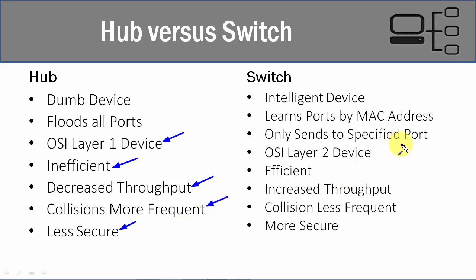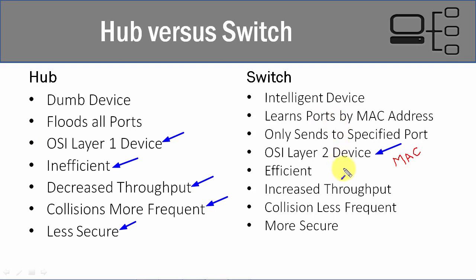And it is a layer 2 device. And so why is it a layer 2 device? We haven't talked about this yet. Well, it's a layer 2 device because layer 2 is all about our MAC addresses. And since it deals with MAC addresses, it is a layer 2 device.